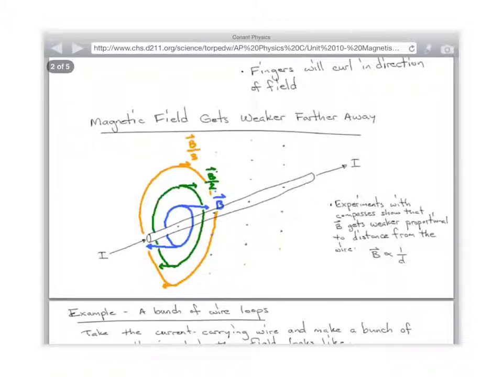And how does the strength of the magnetic field depend on distance? Is it 1 over r squared? Is it 1 over r? Is it nothing? What's the relationship? What should it be? And you guys should be able to logically figure it out. What should it be? Hint, it's a wire. What's the relationship? It's 1 over r. Why should it be 1 over r?